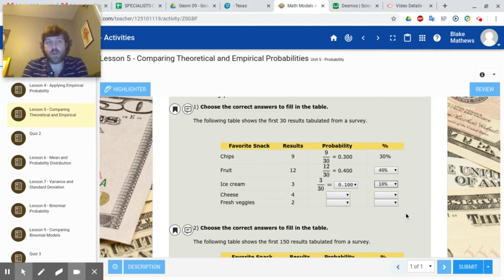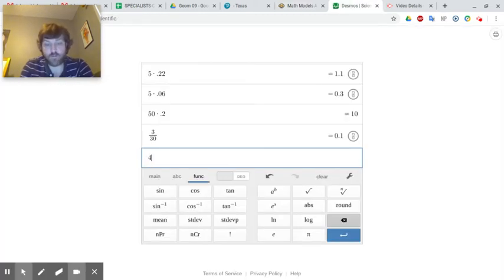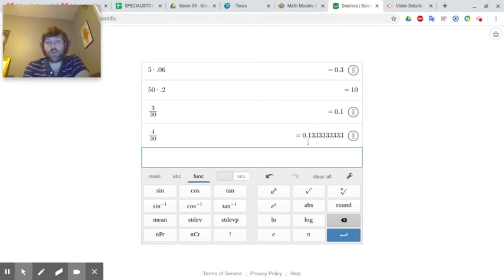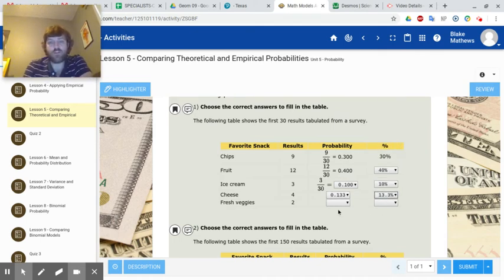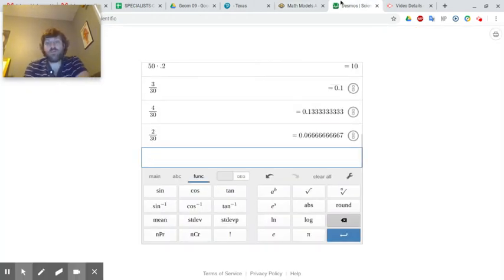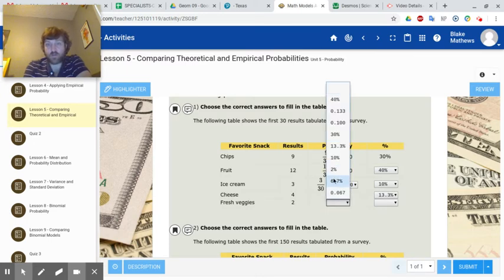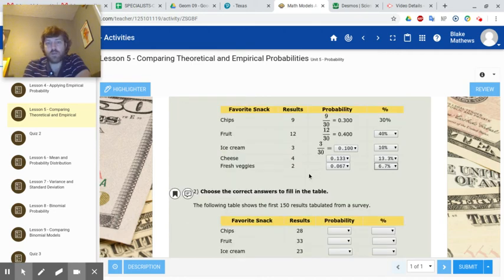Okay. Then I just keep going. So the next would be 4 out of 30. They didn't give us a fraction, so we're going to do 4 out of 30 over here. 4 out of 30, and we get 0.1333. So let's find that one. There it is. And that's going to be 13.3%. Again, I'm just going through the same process for each one. 2 out of 30 is 0.067, it's rounded. And then again, 6.7%. And so that's how you fill in the table. That's all you're doing here. More of the same down here.